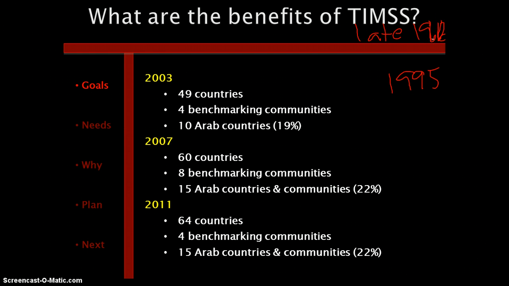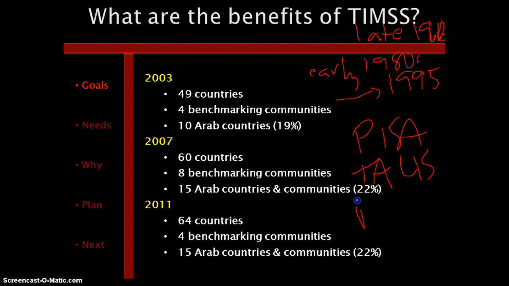60s. There was another second international math and science study in the early 1980s, and then in 1995 and every 4 years since then there has been a TIMSS. Originally it was called the Third International Mathematics and Science Study, and now it's just called the Trends in International Mathematics and Science Study.